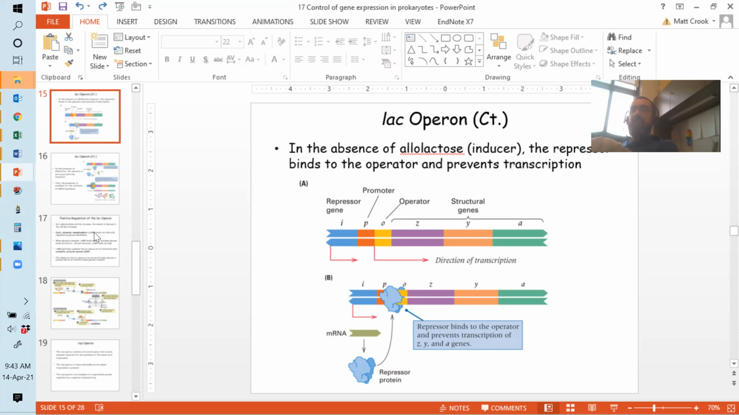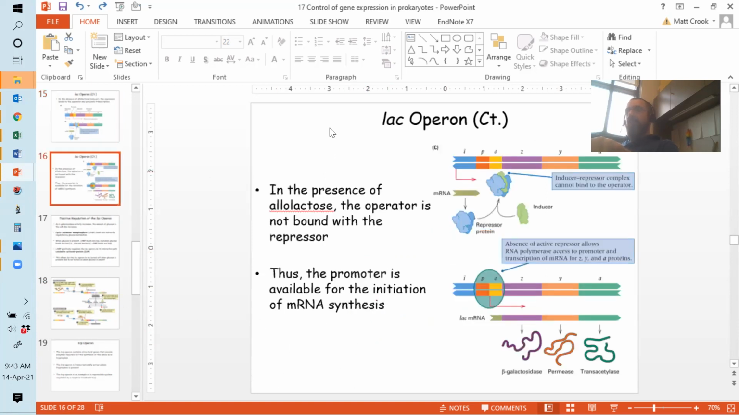When lactose is there, it's full steam ahead. You want to produce as much of this as you can until glucose levels start going up.